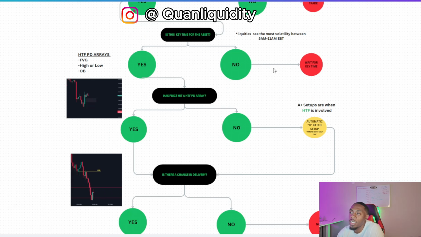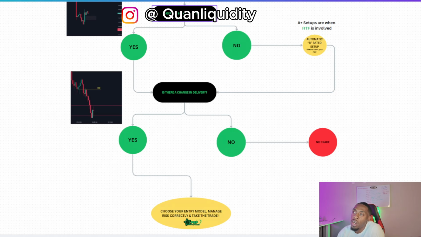Plain and simple. Is there a key time for the asset? Has price hit some sort of higher time frame PD array? That is the key level that we were talking about. So is there highs and lows being hit? The good thing about the ATM model is even if there isn't some sort of PD array being hit, you can still take it. You would just have to lower your risk. But let's just say if you said yes, then we get to that change of delivery or that trigger that we were talking about. And if everything lines up, you go ahead and take the trade.